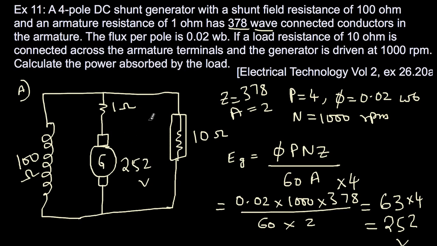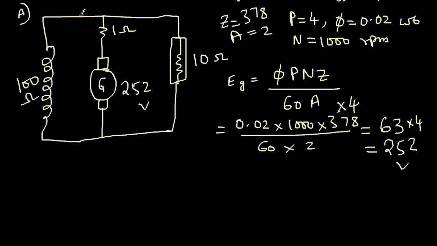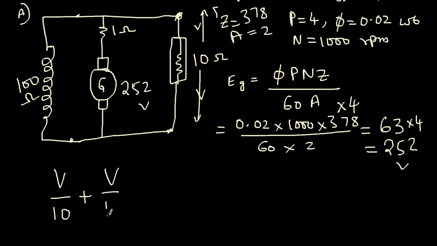Because the terminal voltage is not given, we'll have to assume it, so let the terminal voltage be V. There are 3 parallel paths now, so between any two, if I consider the voltage as V, then what is the current here? Current in the load will be V by R, plus current in the shunt field winding, V by 100, which will be equal to the current in the armature winding.